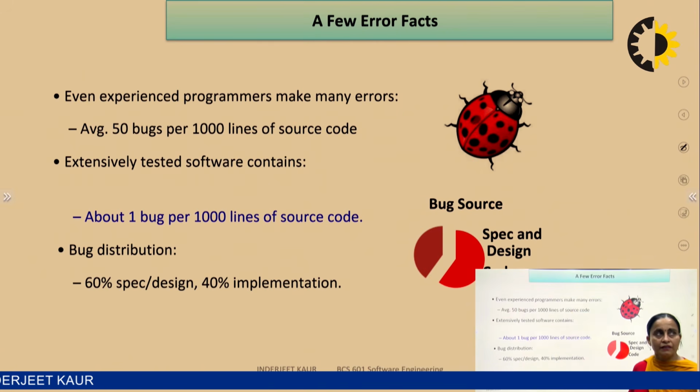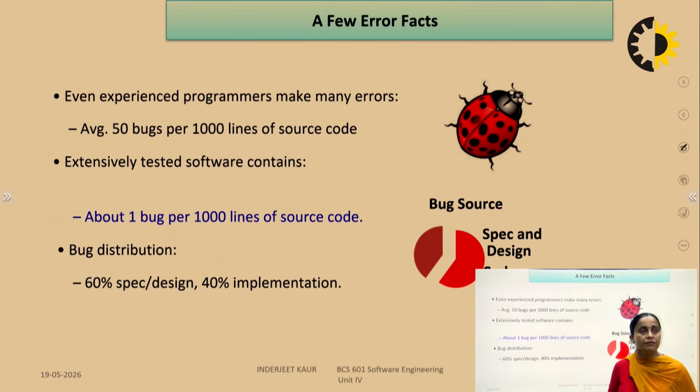Now, even experienced programmers can make errors. It is not so that because I am an experienced one, there are fewer chances of making errors. It can be the case that I may be new to that programming language. So on average, there can be 50 bugs per 1000 lines of code.